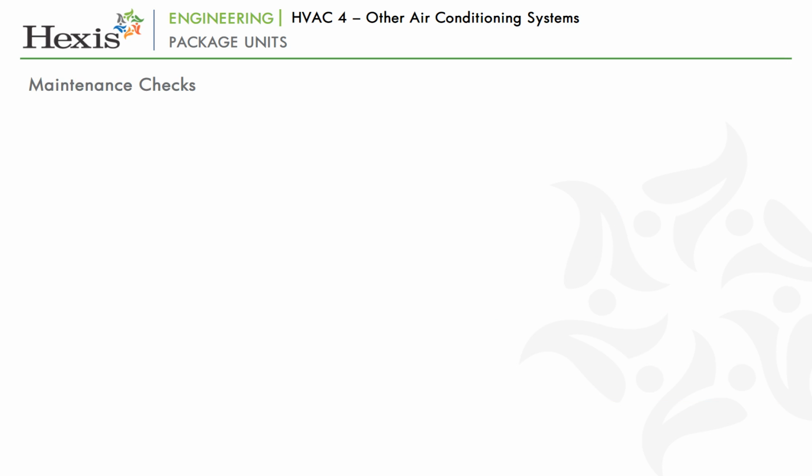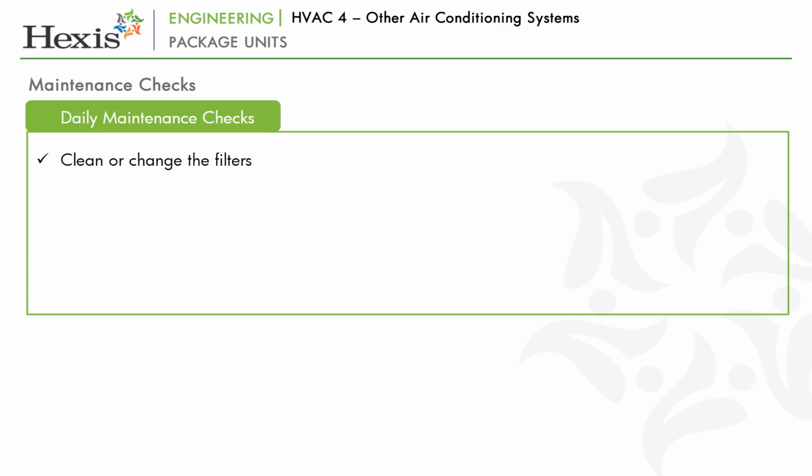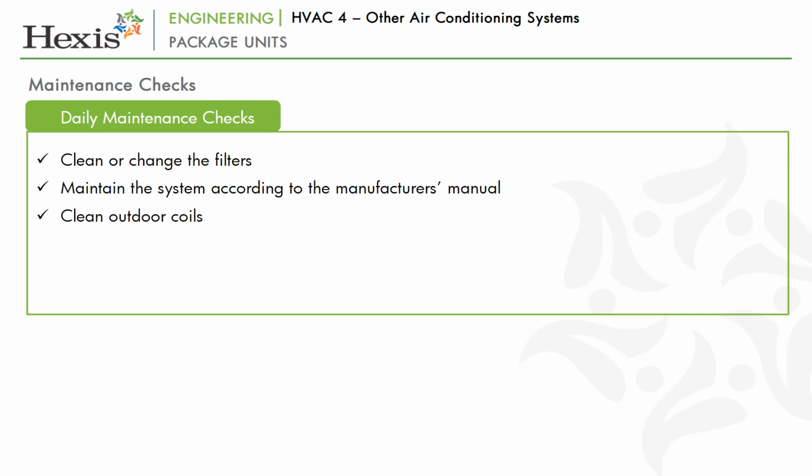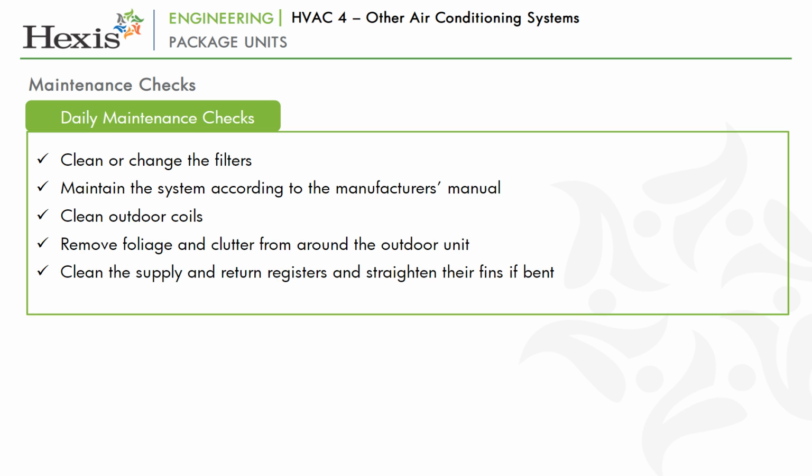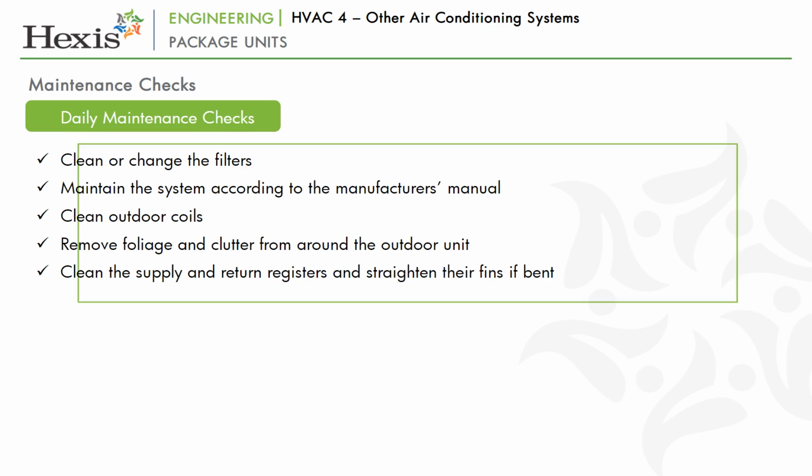Now that you have understood about the types of package units, let us understand their maintenance checks. Daily maintenance checks. Clean or change your filters once a month or as needed. Maintain the system according to your train manual. Clean outdoor coils whenever they appear dirty. Remove foliage and clutter from around the outdoor unit. Clean the supply and return registers in your home and straighten their fins if bent.